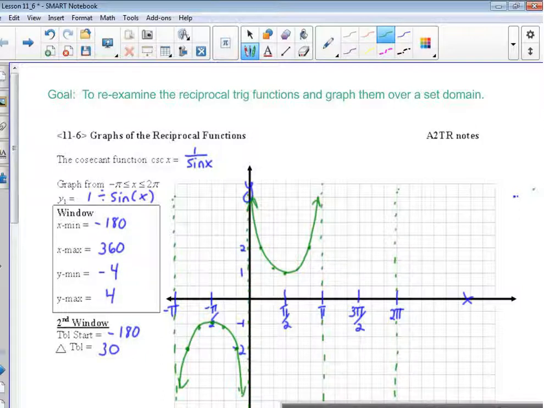So that's going to be down here at negative 2 for 210. And then 240 is negative 1.2. Then we're back at negative 1, negative 1.2, back to negative 2. And that's it. So if I were to sketch in the sine curve here, it would look like this.